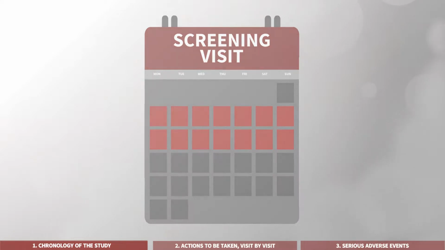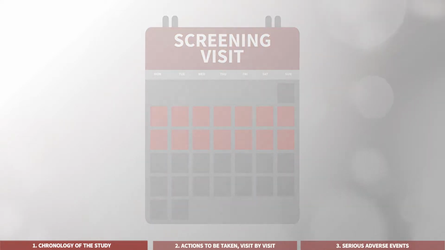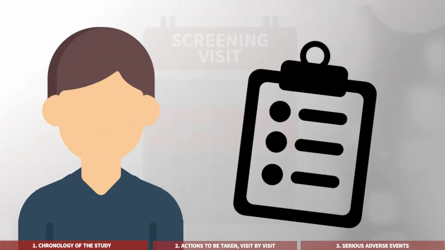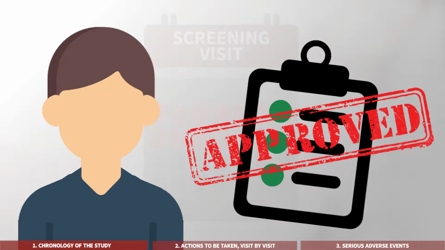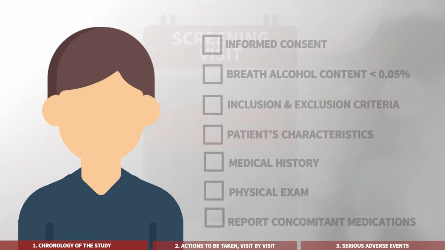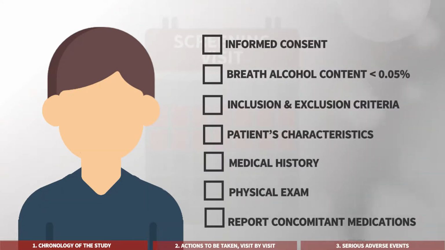Screening visit. This third visit's goal is to obtain the patient's informed consent after verifying that the patient meets the selection criteria under consideration. You can find the description of the inclusion and exclusion criteria in the video presentation of the study. To obtain the informed consent of the patient, you must receive his oral agreement and estimate the alcohol content of the exhaled air under 0.05%.